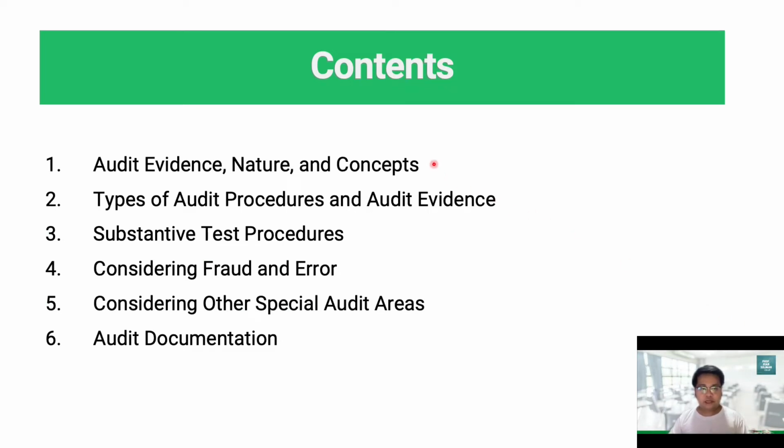So number one, we have the nature and concepts of audit evidence. Number two, the types of audit procedures and audit evidence. Number three, we will discuss substantive test procedures, the different types of substantive test procedures. Then we will also consider fraud and error in performing our audit procedures and obtaining audit evidence. We will also consider other special audit areas. And finally, we will discuss audit documentation. So let's proceed to the first part.